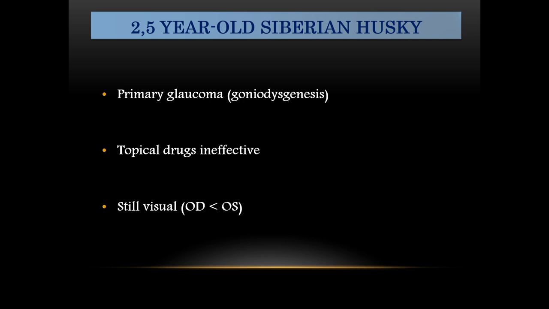So this other case is a very cool case. This is a 2.5 year old Siberian Husky that had a primary glaucoma due to goniodysgenesis. The dog was already using 3 or 4 anti-glaucoma drugs, and the dog was still visual, had more vision on the right eye than the left eye. I'm sorry, more vision on the left eye than the right eye. Okay.